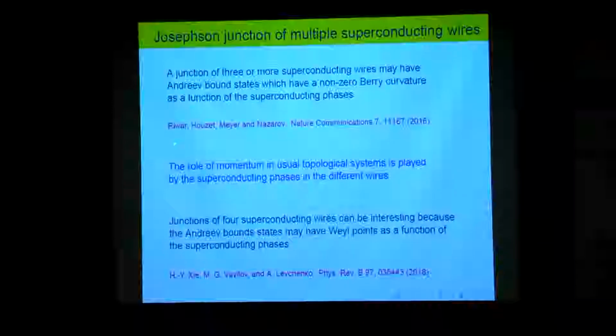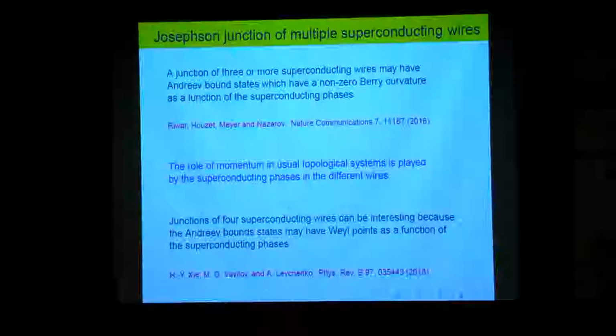So this was first pointed out in this paper. This is a very interesting paper which first showed that Josephson junctions are a new kind of topological system, where the role of momentum in usual topological systems is played by the superconducting phases. And then there have been a lot of papers following up on this.